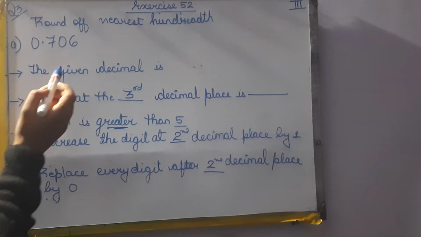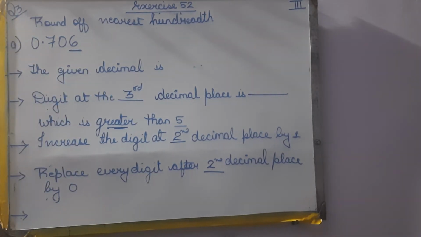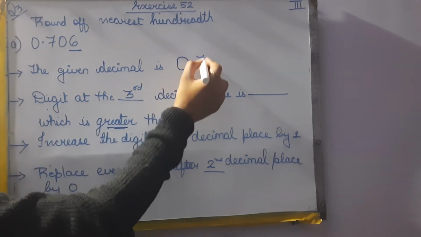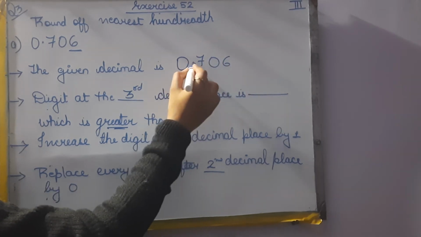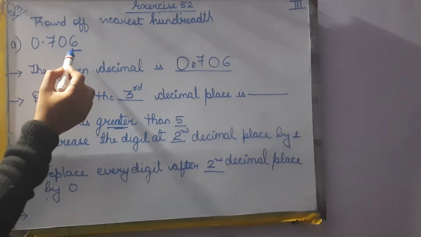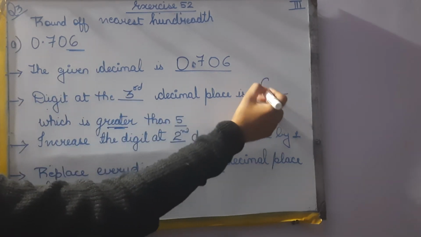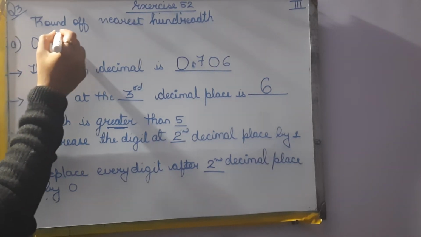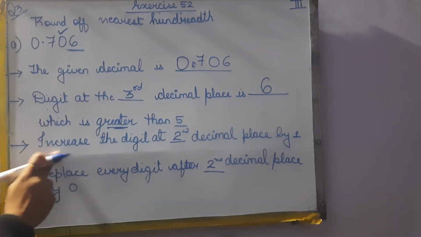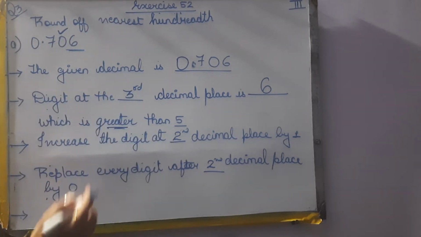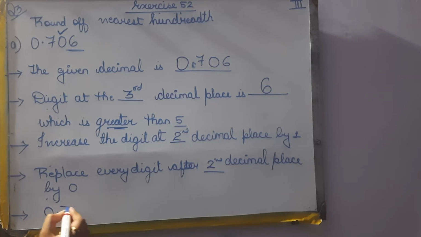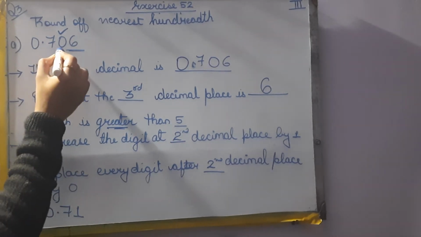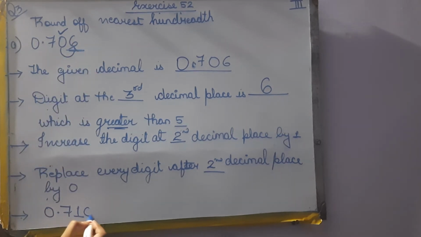0.706. Now which place do we have to see? We have to see the third decimal place. So the given number is 0.706. Its third decimal place is 6, which is greater than 5. Sorry, greater than 5, which is more than 5. Now we are going to increase the digit of the second decimal place by 1. That means it will be 0.71, and replace the other numbers after the second decimal place by 0.